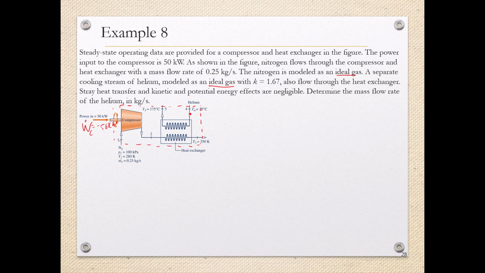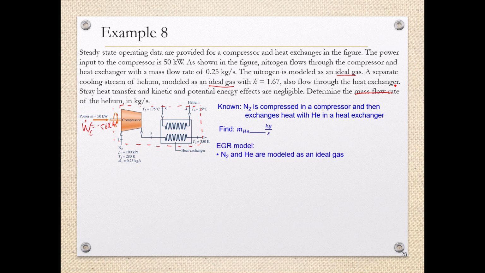Okay, so let's put together our engineering model. For this, our known: nitrogen is compressed in the compressor and then exchanges heat with helium in the heat exchanger. We need to figure out what we're going to find, and we said earlier that was the mass flow rate of helium in kilograms per second. And then we have to come up with our engineering model. One thing we noticed is that we can look at nitrogen and helium as ideal gases. Another part of our engineering model is the steady state mass balance. We have to look at the mass balance.